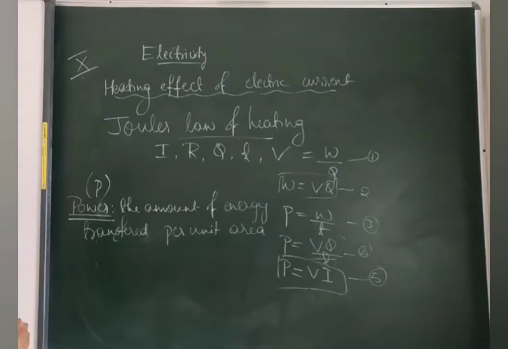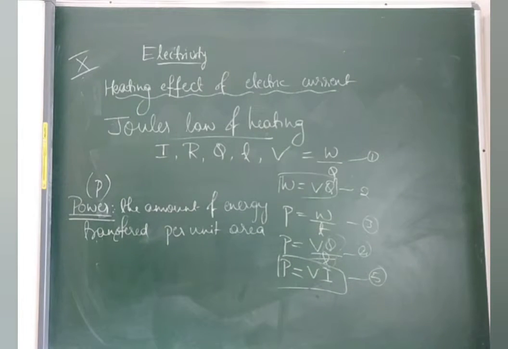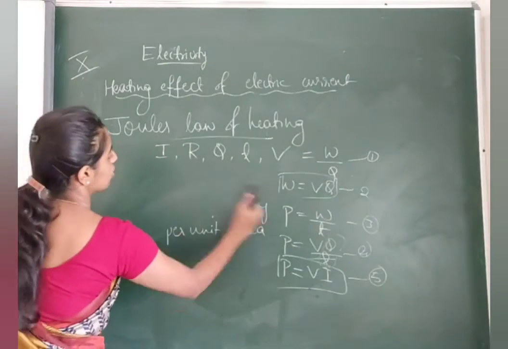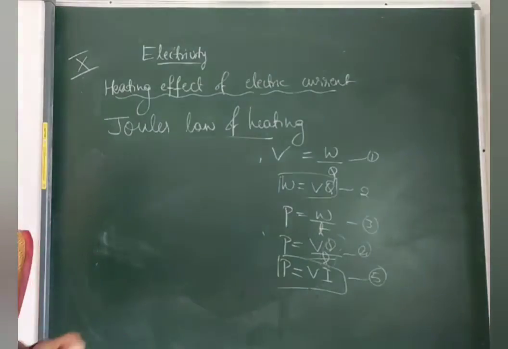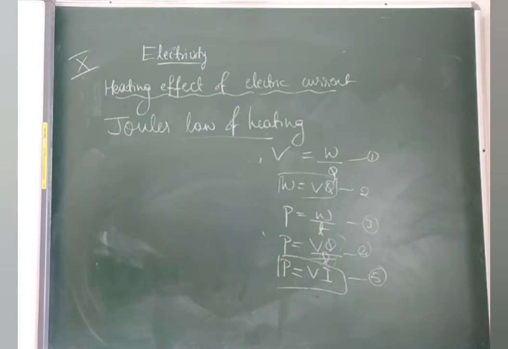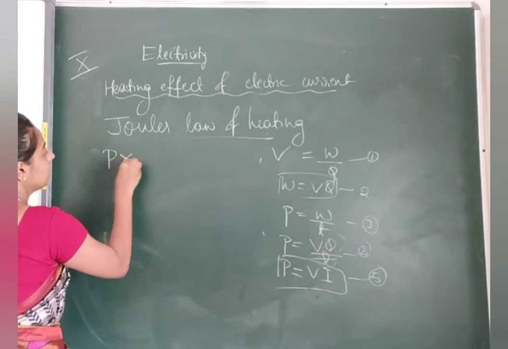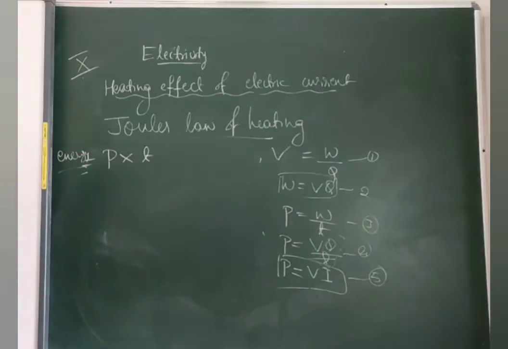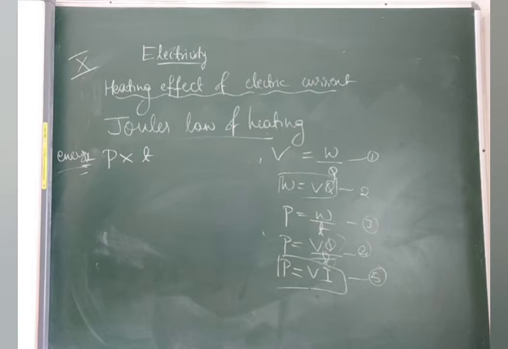Now moving on to the next step, now we got P is equal to VI, which is our equation 5, right? So the next, energy supplied by the source. Energy supplied by any source, note down. Energy supplied by the source can be given with the equation P into T. So here energy supplied by any source, we can call it as power into time.